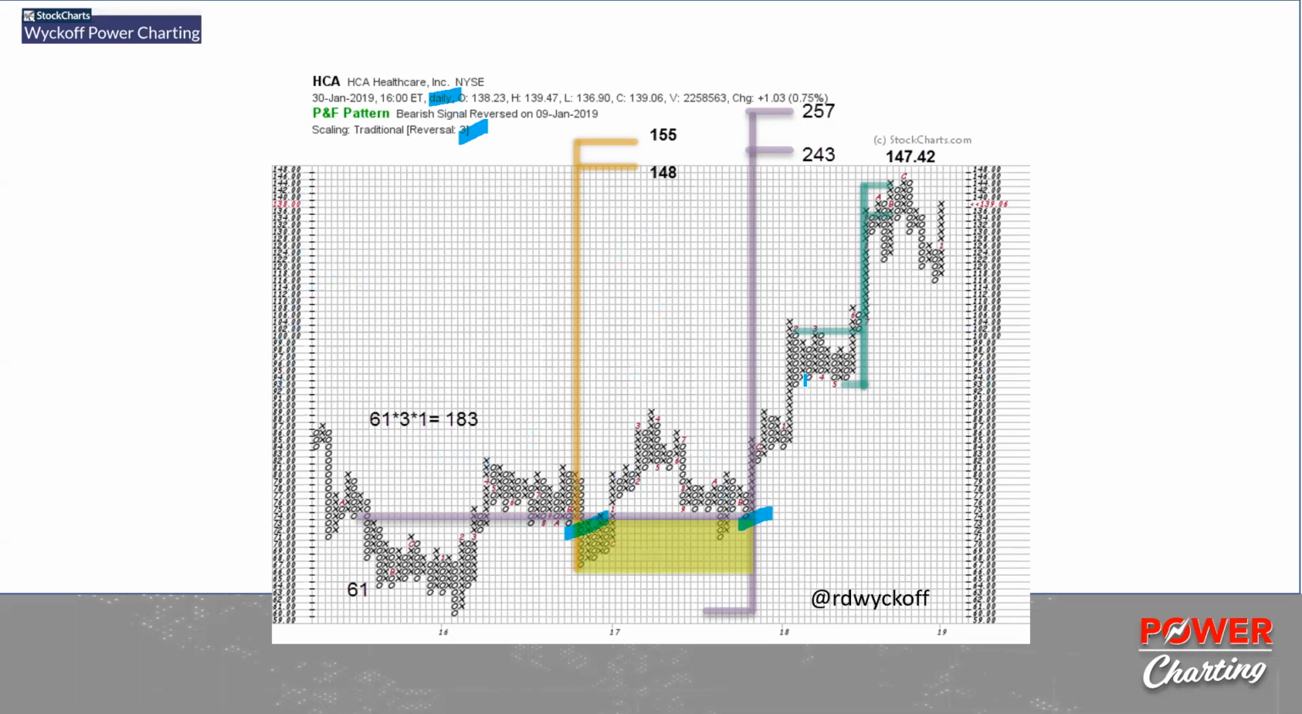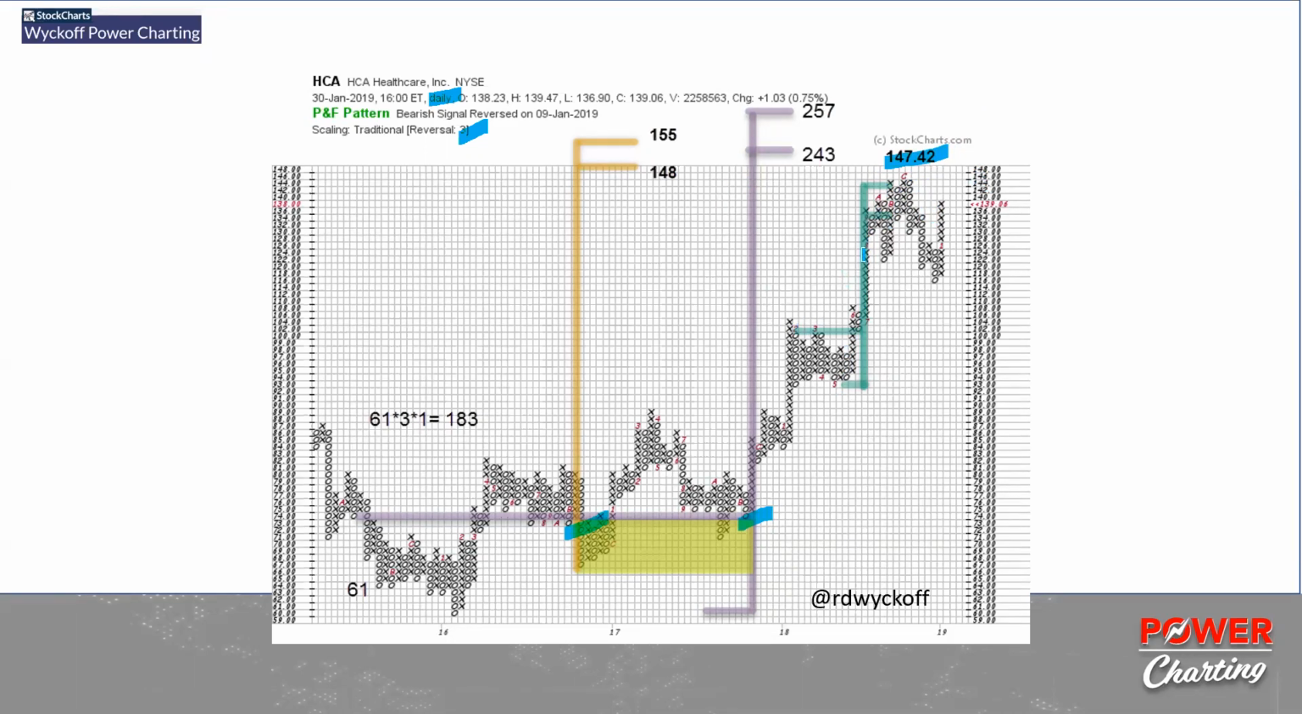And you can see that there's a reaccumulation count over here that we take, and this count goes up to 144 at the extreme. And you can see that it runs right up into this 144 area, and there it stops. In fact, it goes to 146. Remember, this is 2-point scaling. The actual high was 147.42, and the count objective was 148. So it got a little more than half a point away from the final objective, and that's really good. That's a great hit.